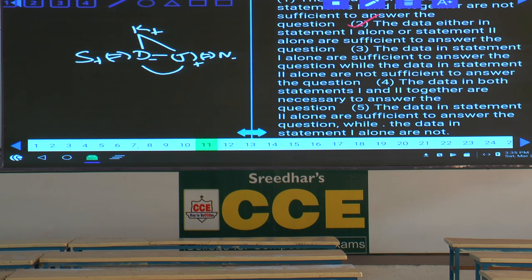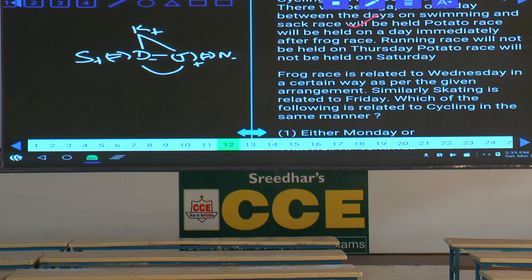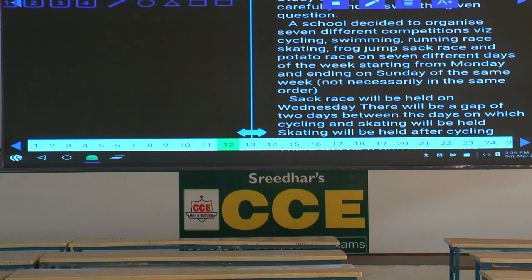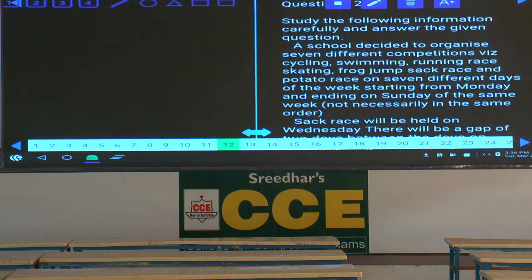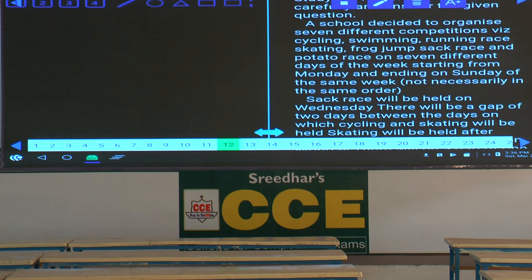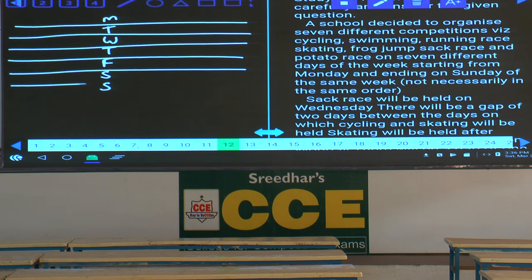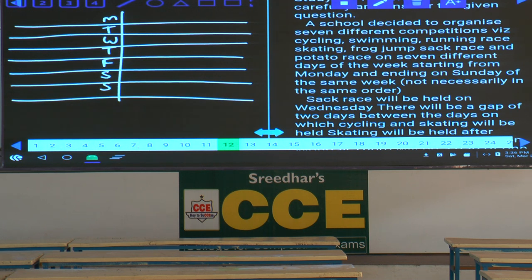And this is about question number 11. Then question numbers 12 to 17. Now in these questions, what is the information here? A school has decided to organize 7 different competitions, cycling, swimming, running and so on, on 7 different days of the week, starting from Monday and ending on Sunday: Monday, Tuesday, Wednesday, Thursday, Friday, Saturday and Sunday. There are 7 different events on 7 different days. There are no persons here.